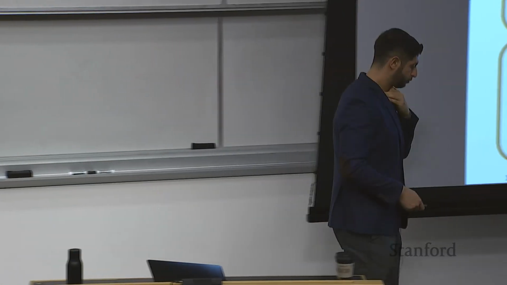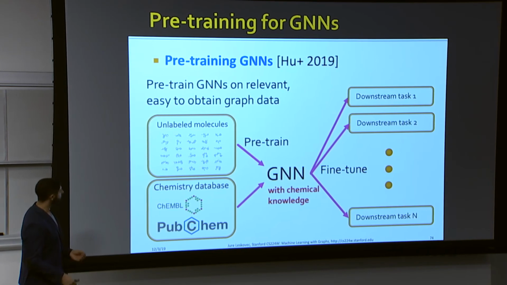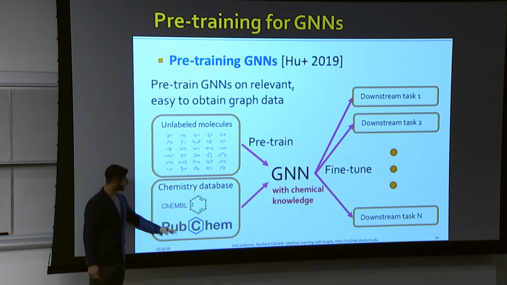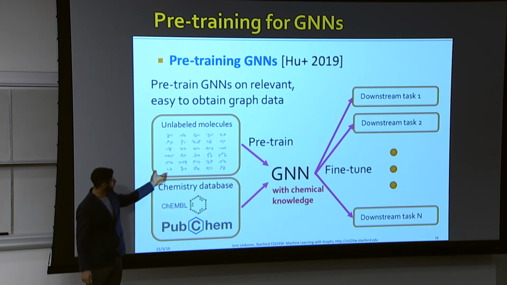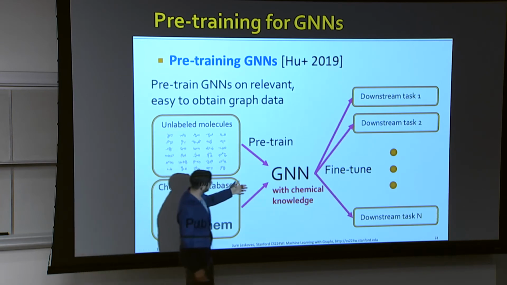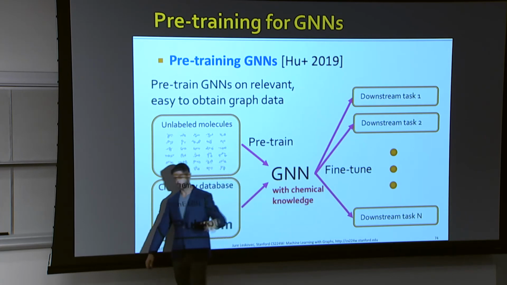One promising direction that we're working on in our group as well is called GNN pre-training. What we do is we give a lot of, for instance, unlabeled molecules or very well-known chemistry databases as an input to the GNN. So basically, we pre-train the GNN to produce representations for very common data sets in chemistry, and then our GNN, pre-trained with chemical knowledge, will be fine-tuned towards downstream tasks.